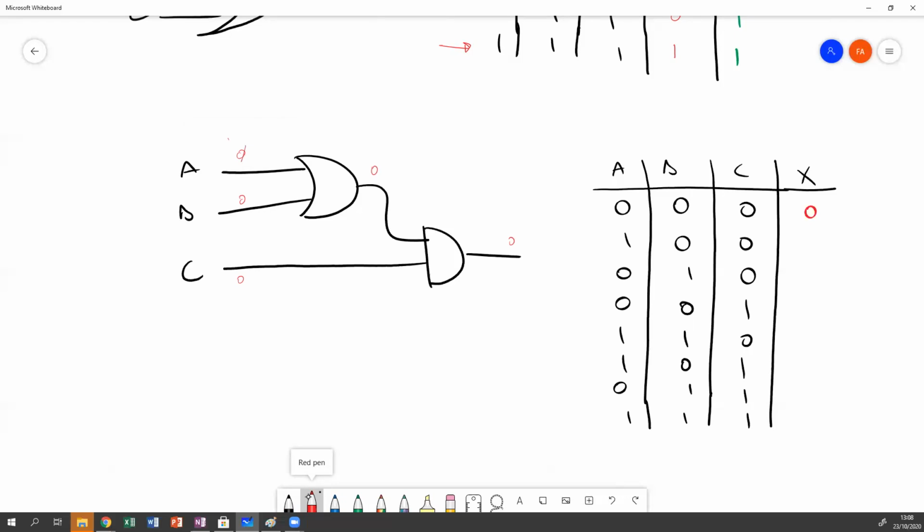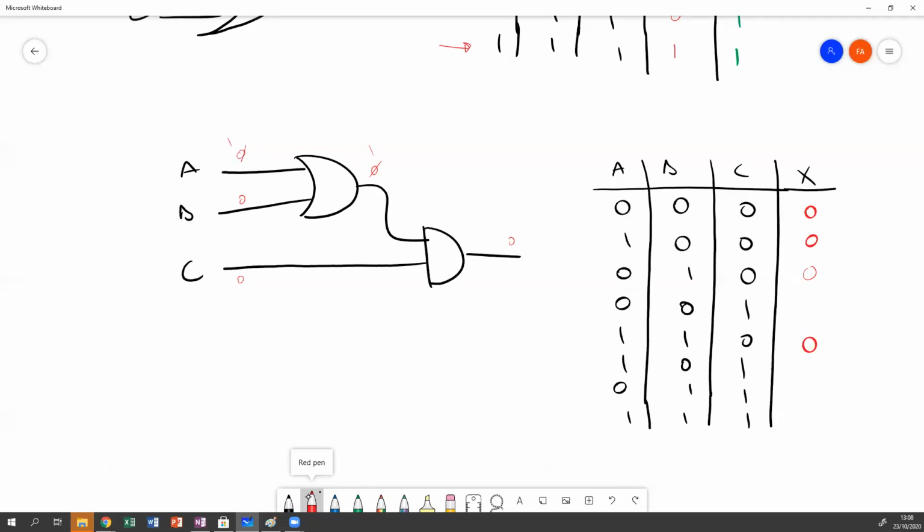Now, if A is 1, that becomes 1, but because C is 0 in the AND gate, again, all of them should be 1 to get 1. This is 1, this is 0, we get 0. So when C is 0, I don't care about the others. Because both legs should be 1 to get 1, in all these rows when C is 0, we get 0.